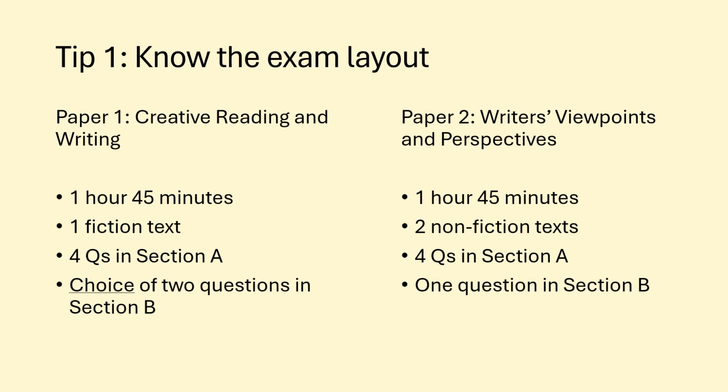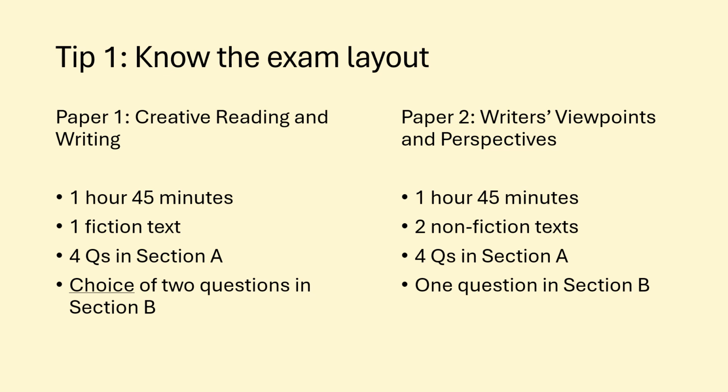So tip number one, know the exam layouts. There's two language papers, they're fairly similar, so it's really important that you know the similarities and the differences. So paper one is your creative reading and writing. It's 1 hour 45 minutes. You get one fiction text. We'd recommend 15 minutes to read and annotate that. You've got 4 questions in section A, and then there's a choice of 2 questions in section B, with you answering one that will be either descriptive or narrative.